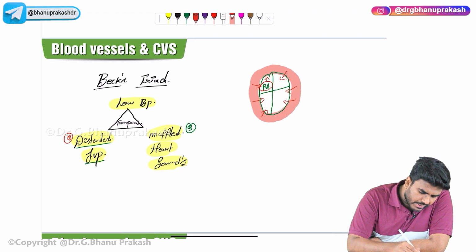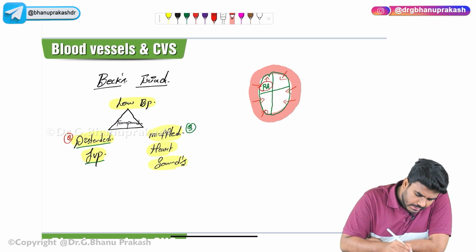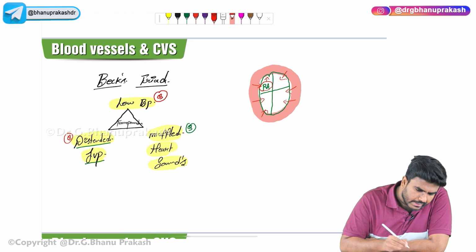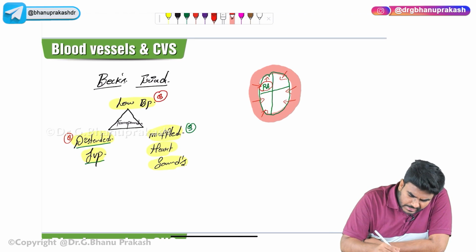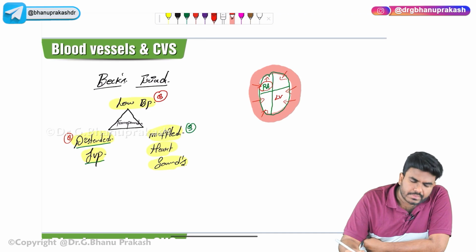And what is the other component of Beck's triad? The other component of Beck's triad is low BP. Okay, why is there low BP? Simple. The left ventricular cavity is getting compressed.